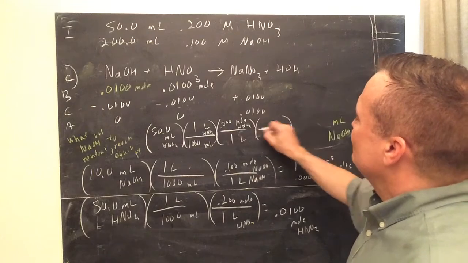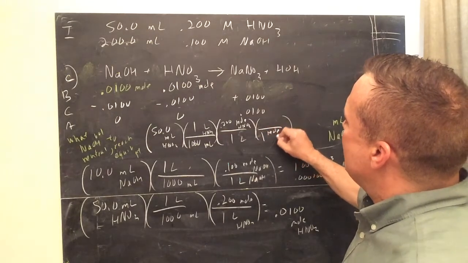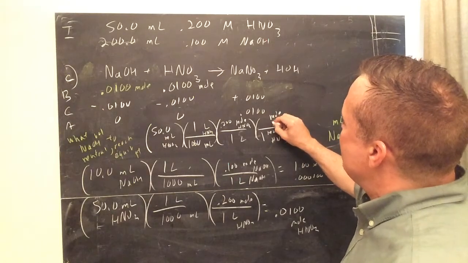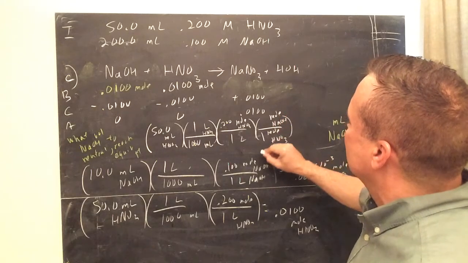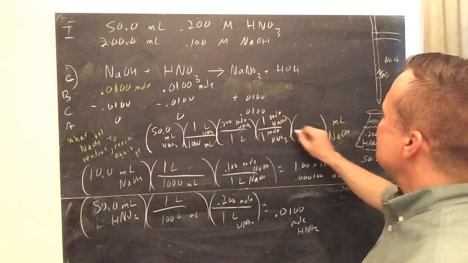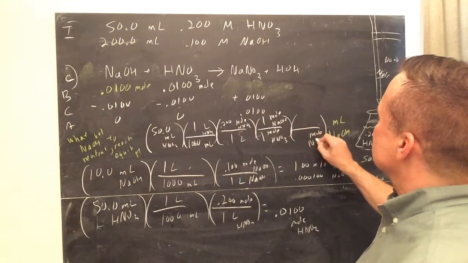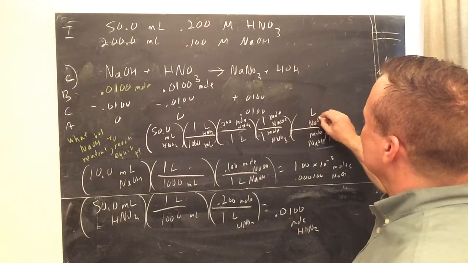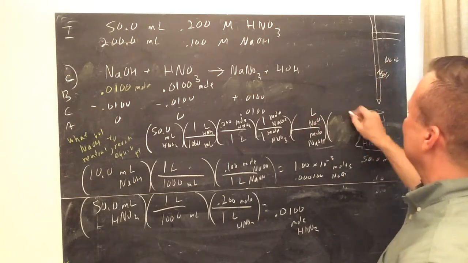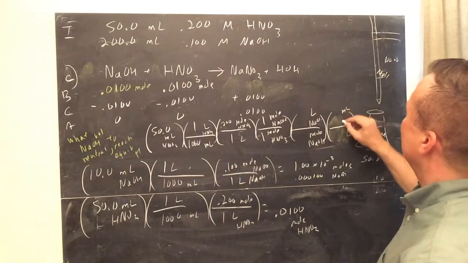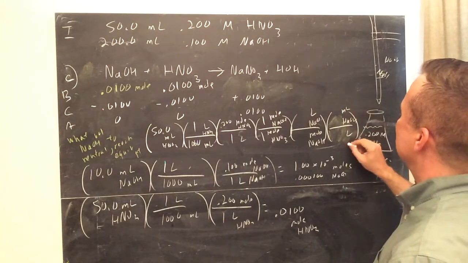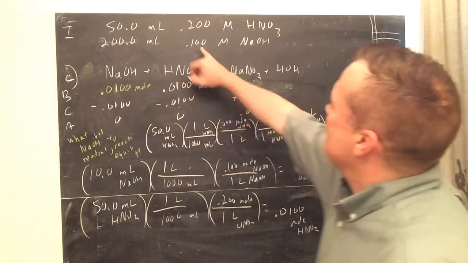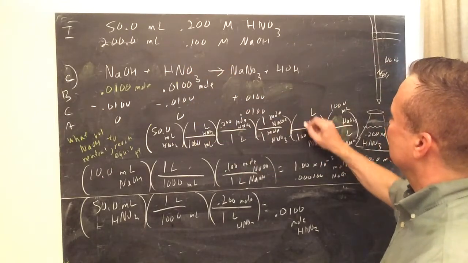And then you need mole to mole: moles of HNO3 go to moles of NaOH, 1 to 1. I'm going to show you a little shortcut later. Then moles of NaOH go to liters of NaOH, and then liter to milliliter, 1,000 to 1. And the NaOH is 0.100 for 1 liter.